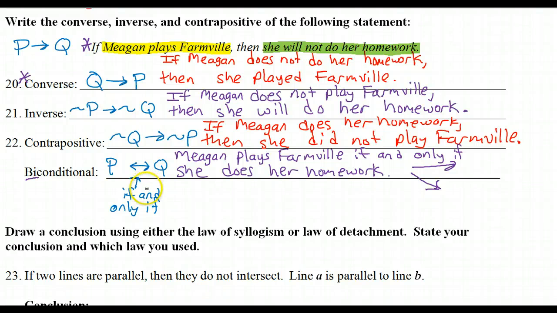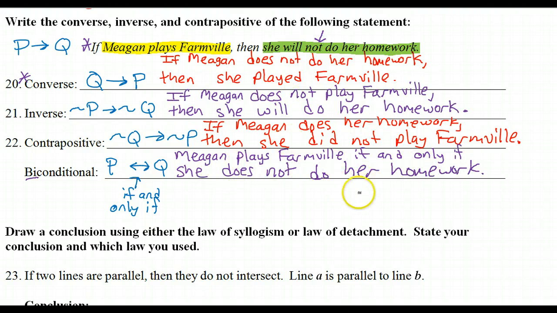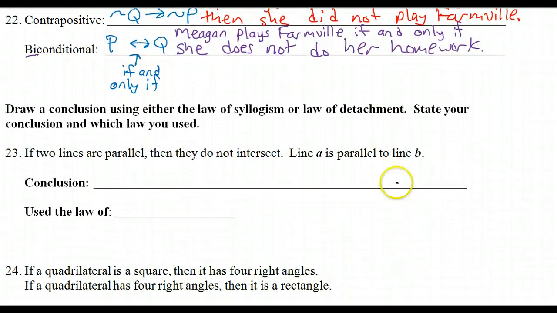Wait a minute. If and only if she does not do her homework. Man, I messed that up a little bit. It says she will not do her homework, so that's the conclusion. So this should say if and only if she does not do her homework. Glad I caught that. Okay, notice I am not negating anything. The original statement has the word not in it, so I'm just including that. Alright, anyway, let's move on from here.